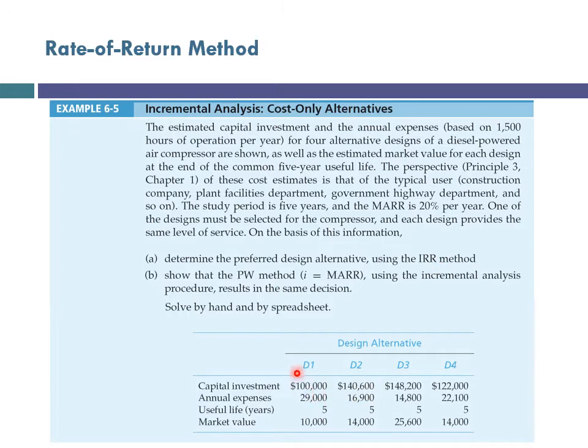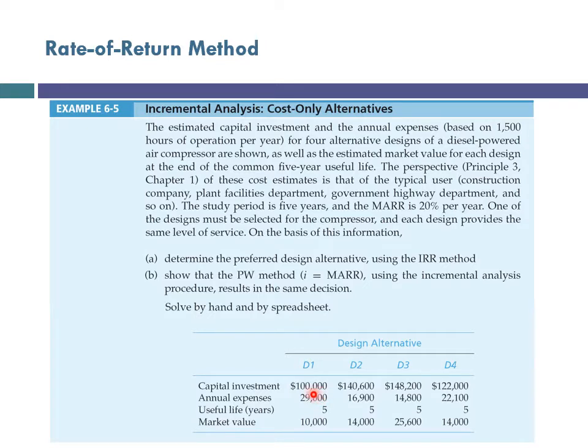So let's start the procedure. Since all of these are cost alternatives, the first step is to order them with respect to their capital investment requirements. And as you can see, D1 is the smallest one, D4 is the next smallest, then D2, then D3. So the alternative with minimum capital investment requirement is D1.